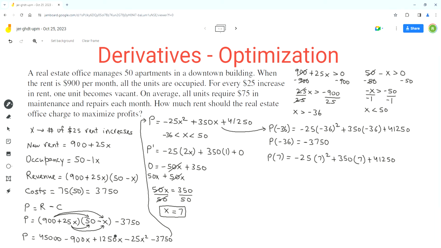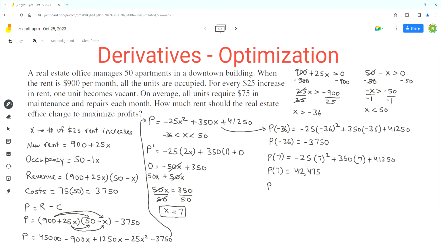So now we have to evaluate this expression. So p at 7 equals negative 25 times 7 squared plus 350 times 7 plus 41,250. So I got 42,475. And this is dollars because these are dollar amounts.